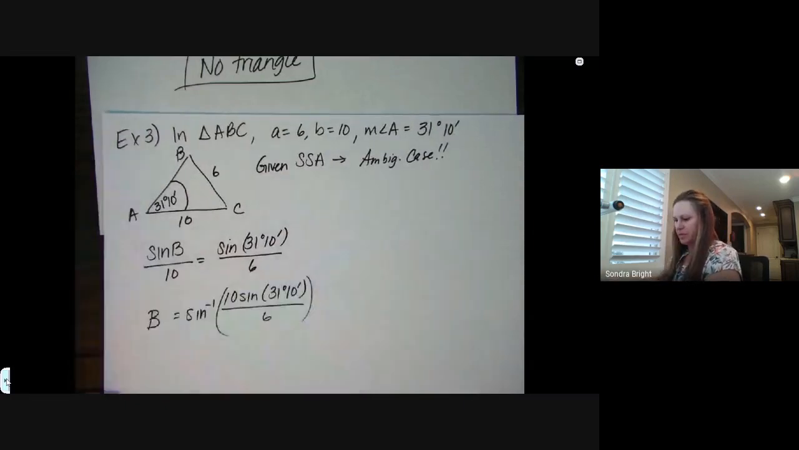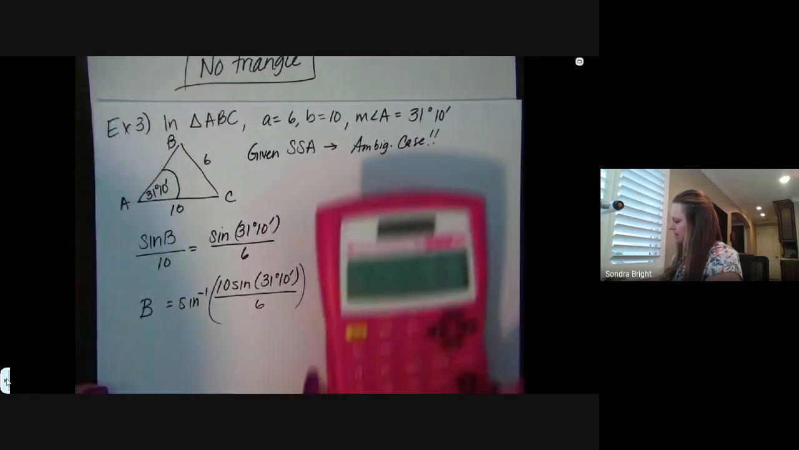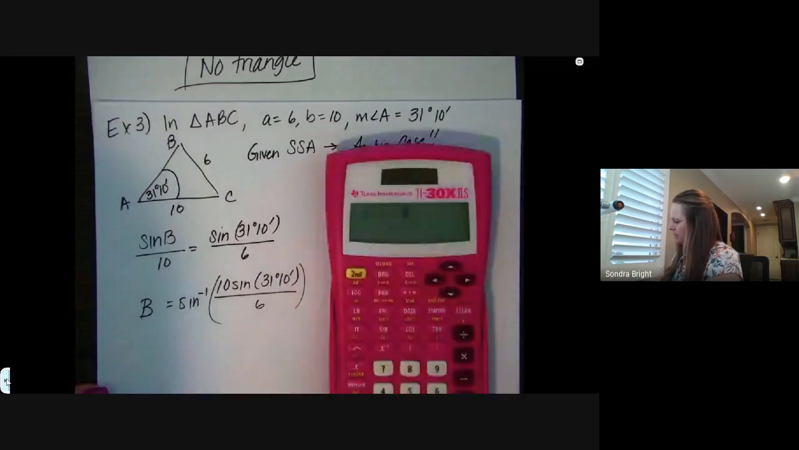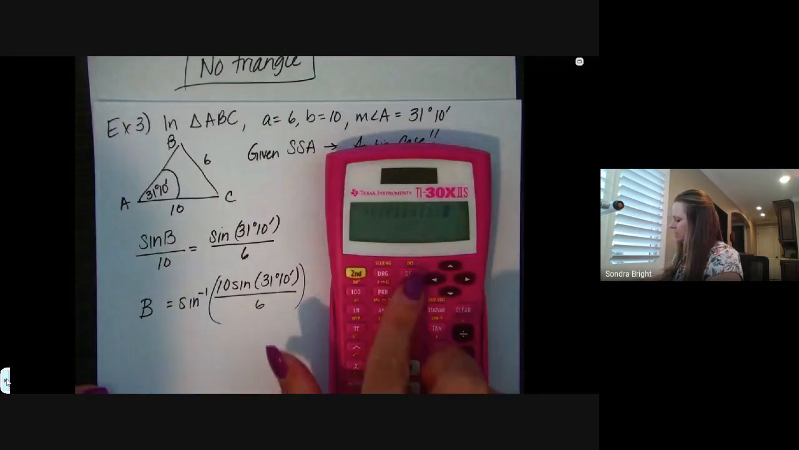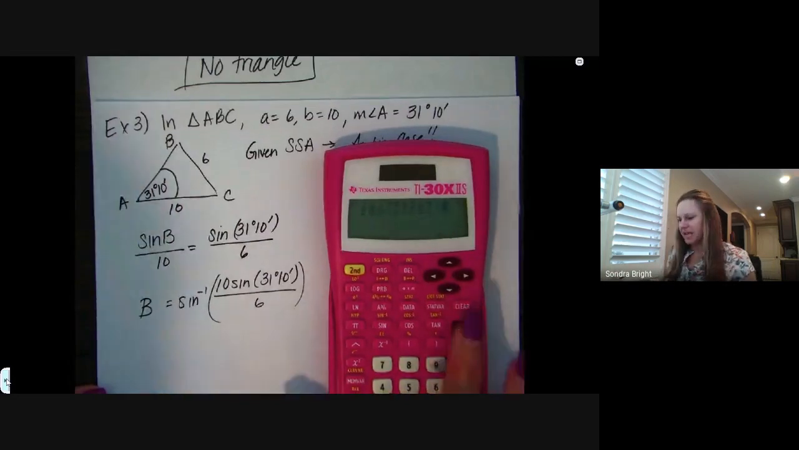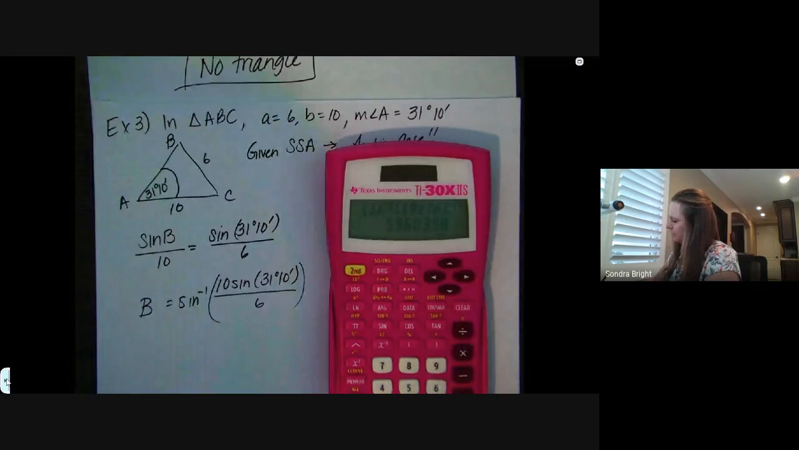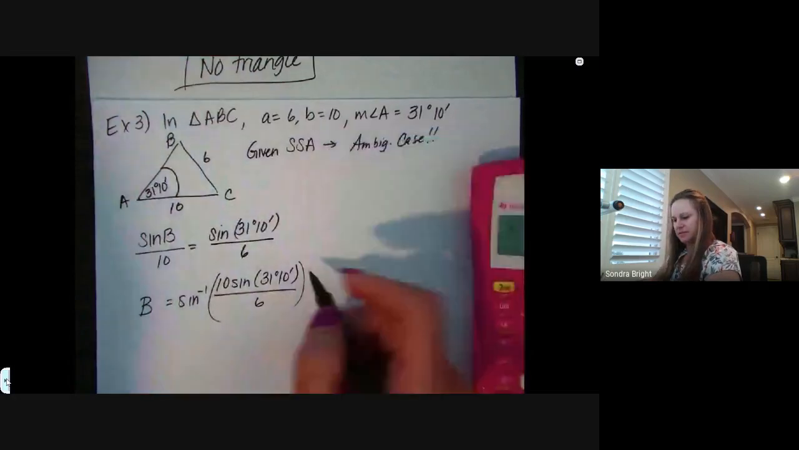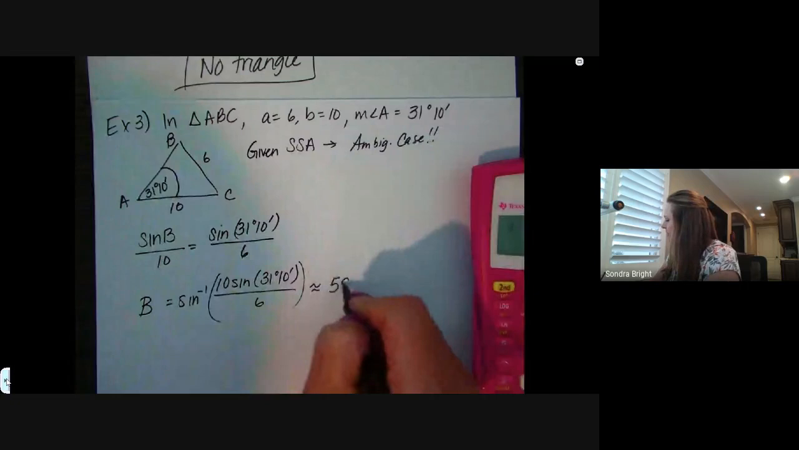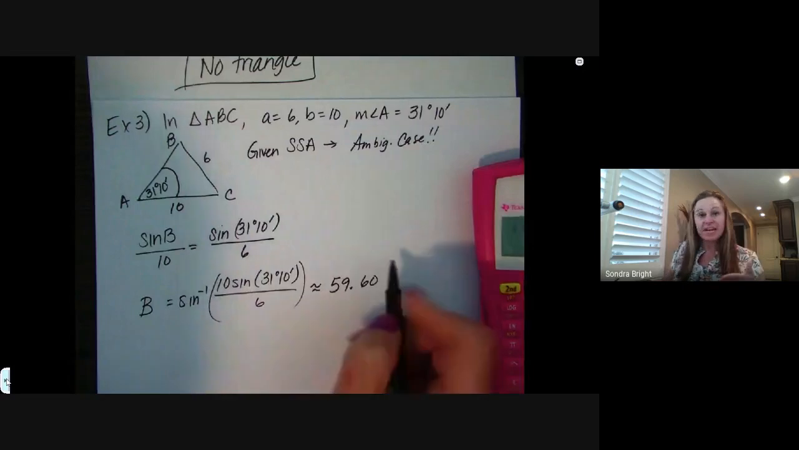All right, so let's see. I've got inverse sine of 10 times sine of 31 degrees, 10 minutes, and that parenthesis, and then divided by 6. And I get 59.603, blah, blah, blah. Technically, I should store that, but we're just going to be lazy. All right, there we go. 59.6.